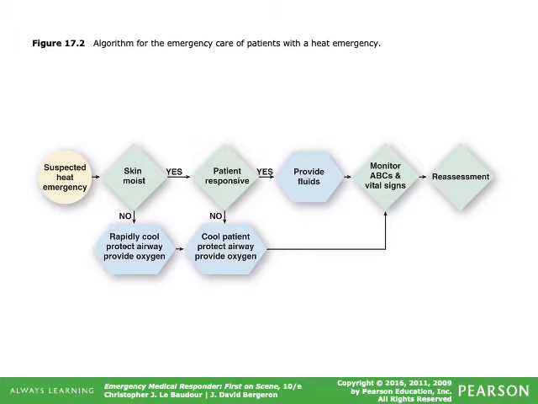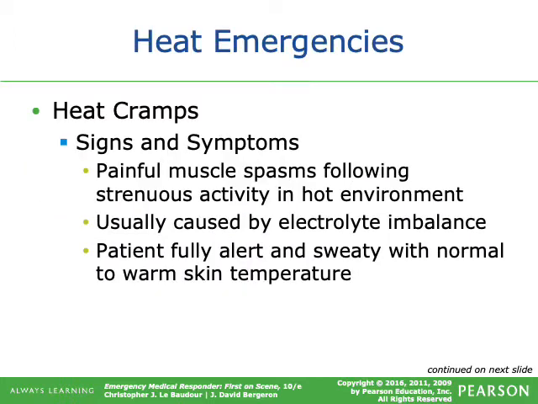If you look down at the second row, you're going to see some alternatives. If you have a suspected heat injury and the skin is not moist, you're immediately going to start rapidly cooling and protect the airway and provide supplemental oxygen. After that, you're going to cool the patient, protect the airway, and provide more oxygen. Then you'll just continue on with the pathway.